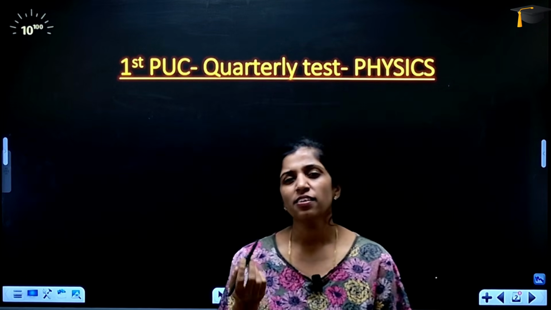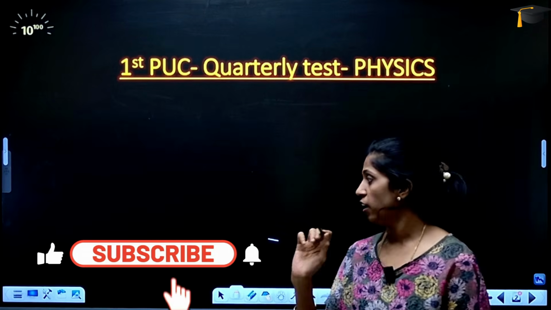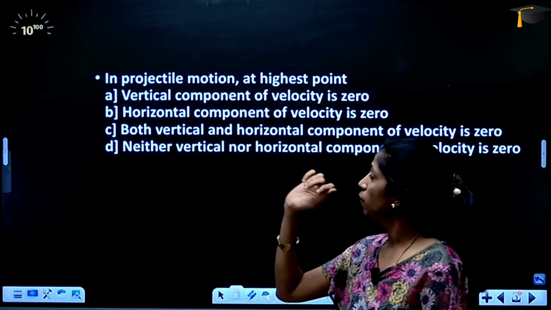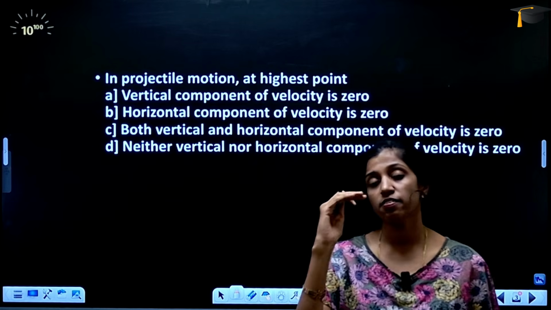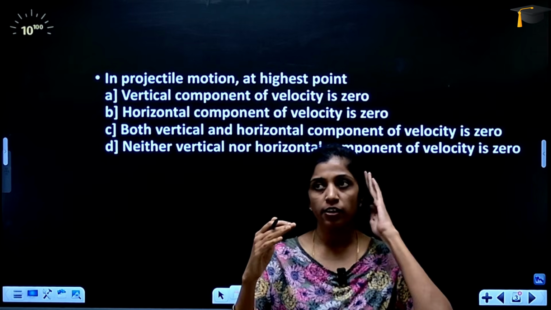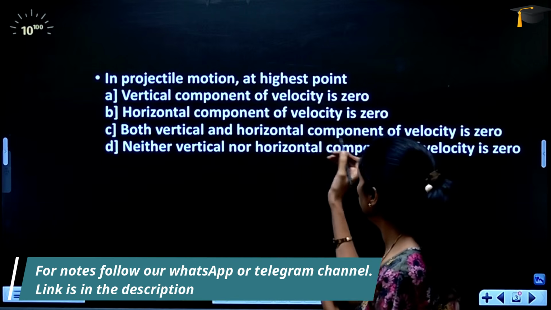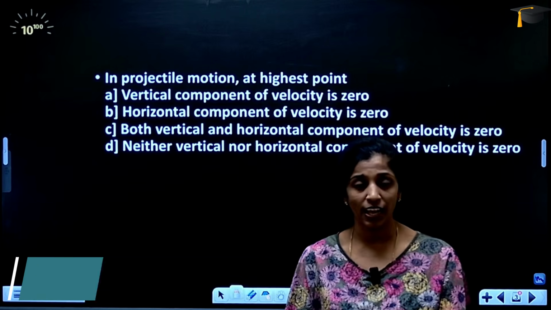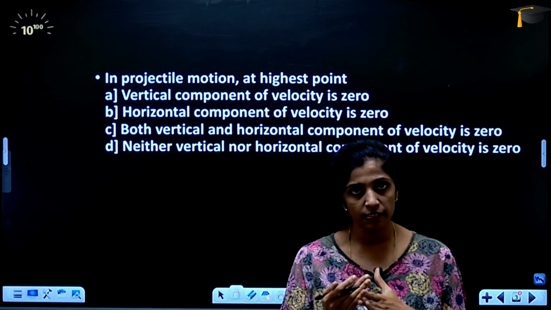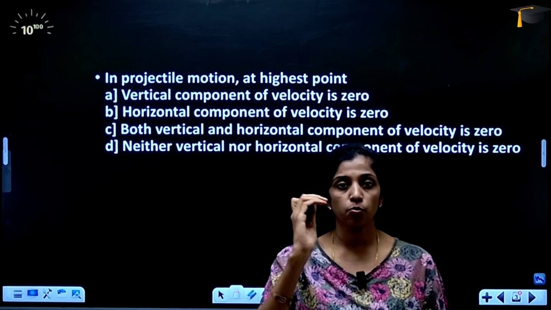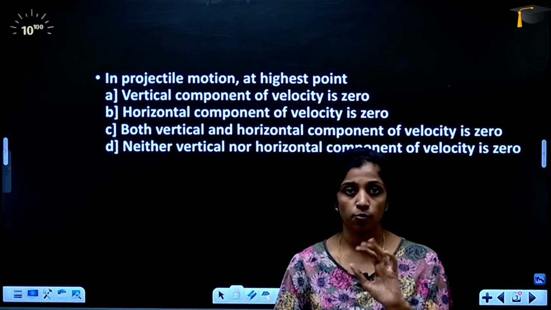Last class, I had made one small error in one of the MCQs. In the question on projectile motion, at the highest point, the vertical component of velocity will be 0, students, where I had mentioned that the horizontal component is 0. Sorry for that. Because the vertical component is 0, whereas the horizontal component of the velocity will be constant at the highest point of projectile motion. Please note this.